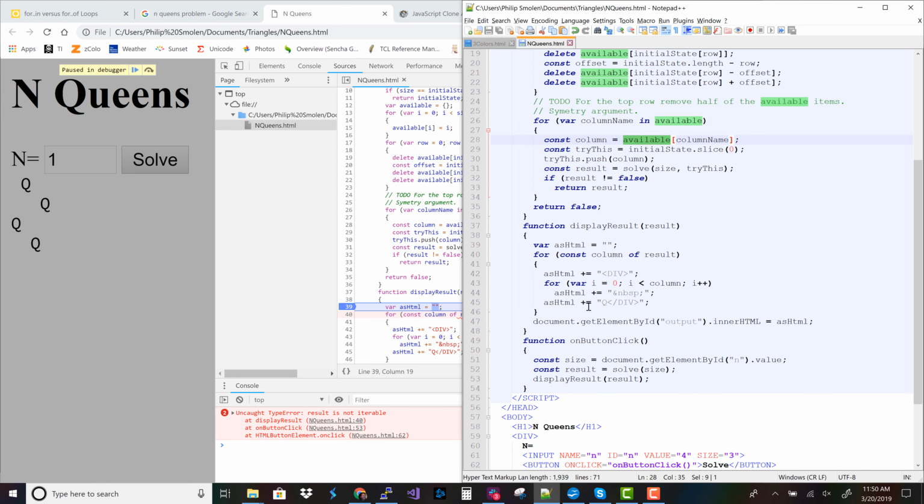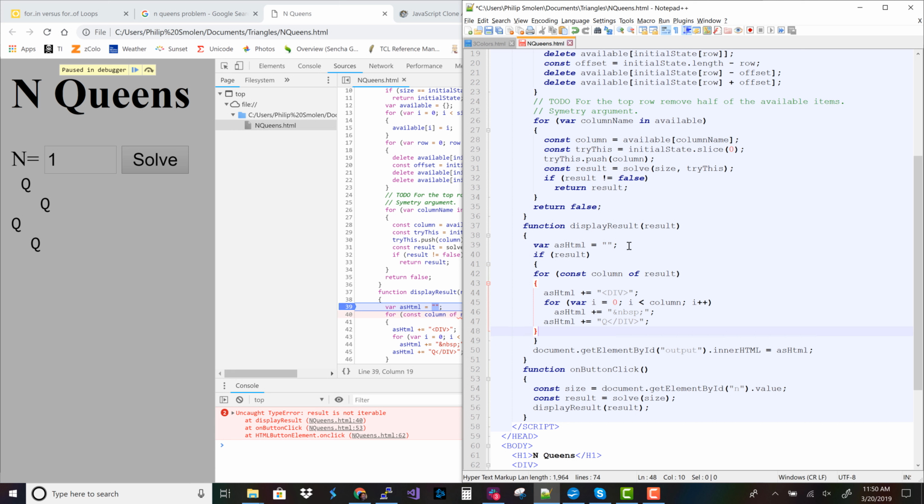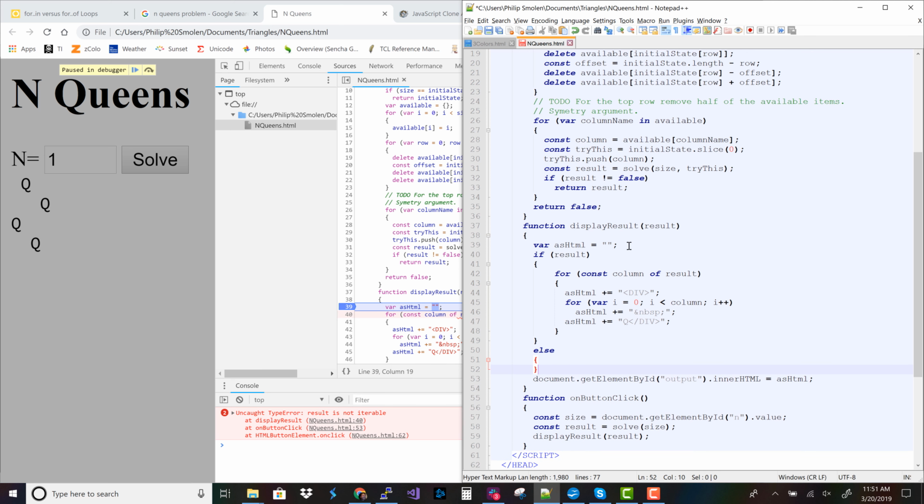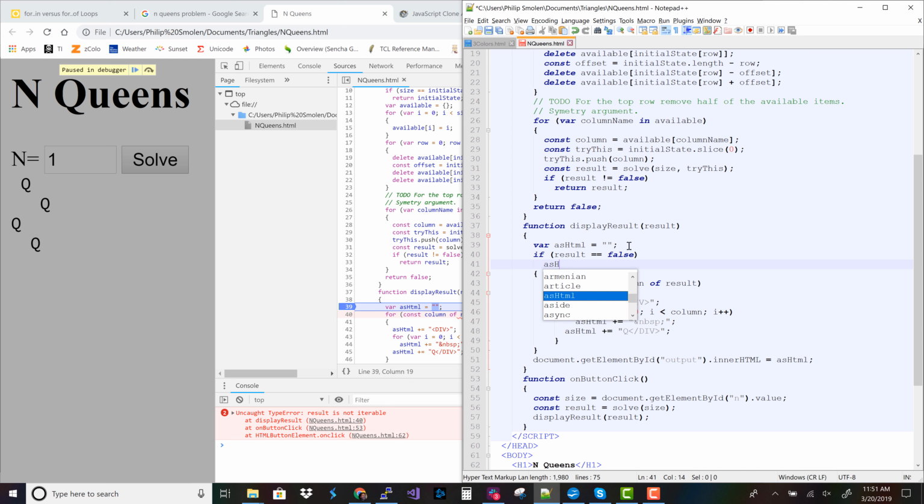Well, back to the editor. Display result. If result, so again, if result isn't false, else. You know what, I'm going to do it the other way. It's the same thing. The order of this if doesn't matter. But if result equals false, I'm just going to put that case first. As HTML equals font color equals red, no solution.